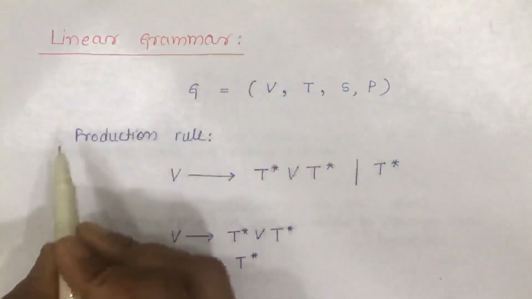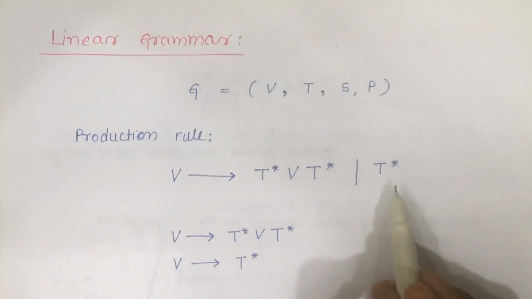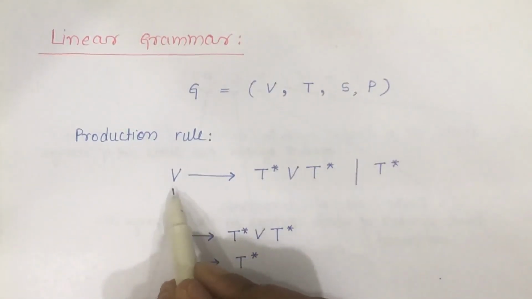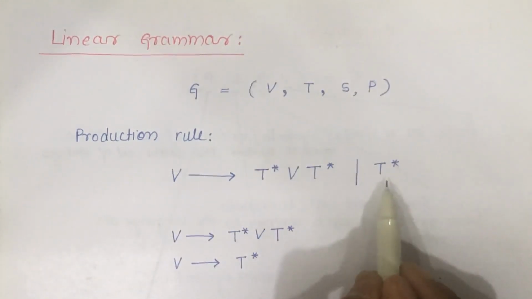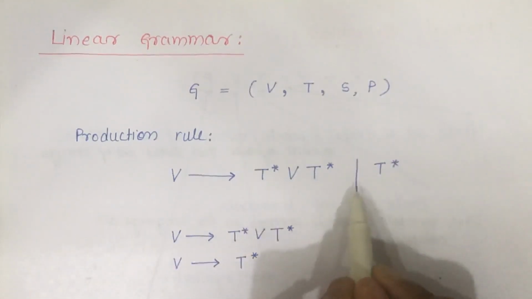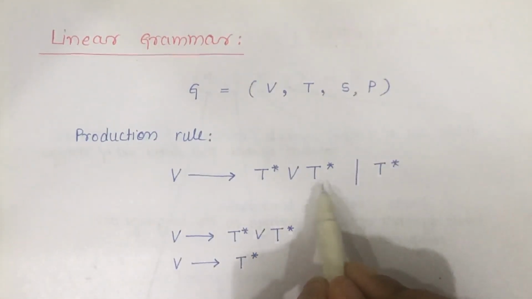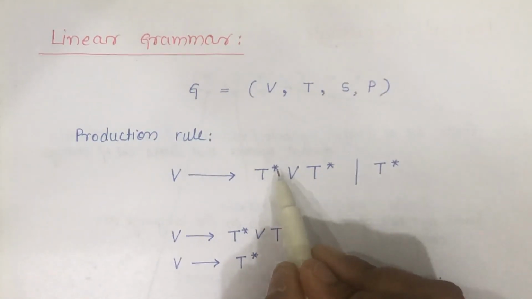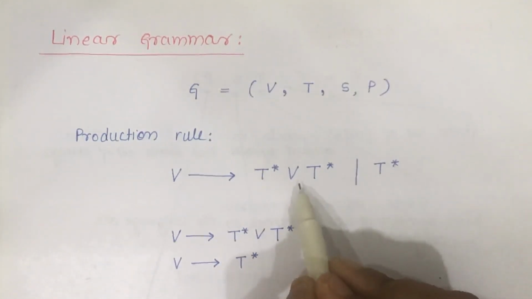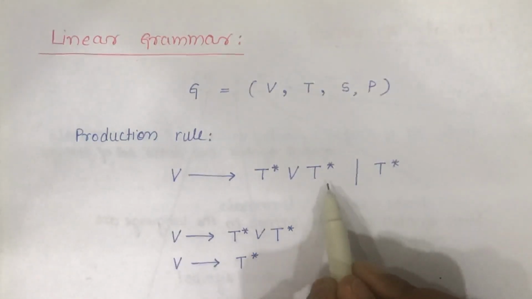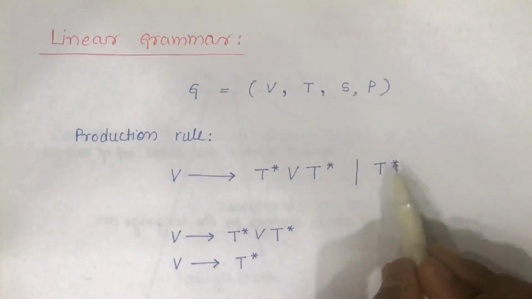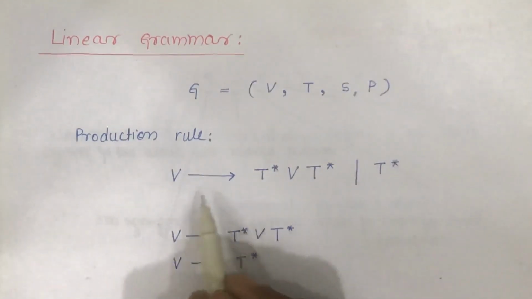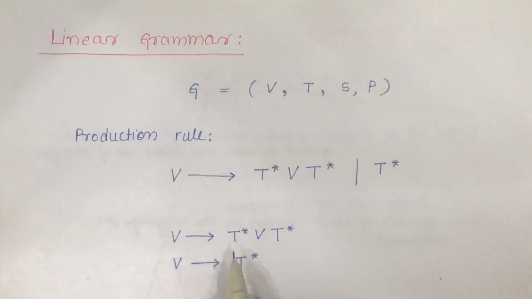In linear grammar, the production rule is defined like this. On the left hand side, there will be only one non-terminal. On the right hand side, two types of alternates are possible. In the first alternate, on the right hand side we can have zero or more instances of terminals followed by a single non-terminal, then zero or more instances of terminals. Another alternate can be zero or more instances of terminals. It can be written like this also: V to T star V T star, or V to T star.